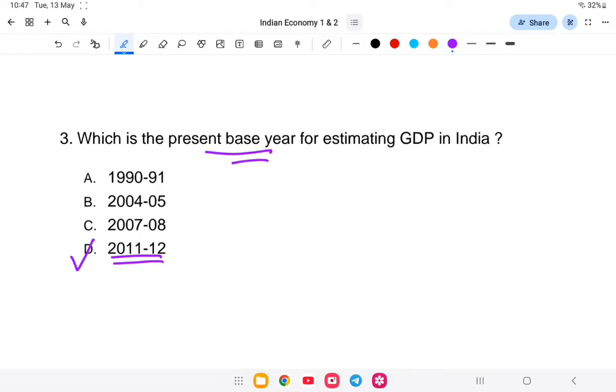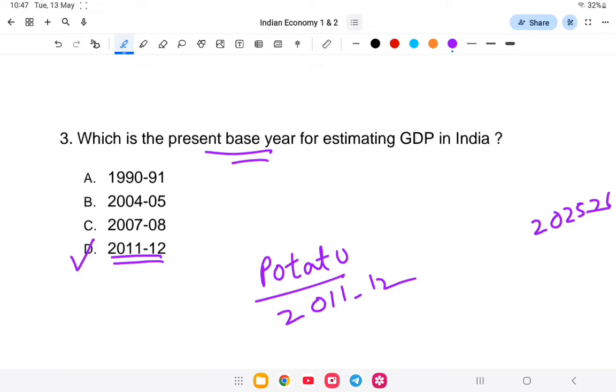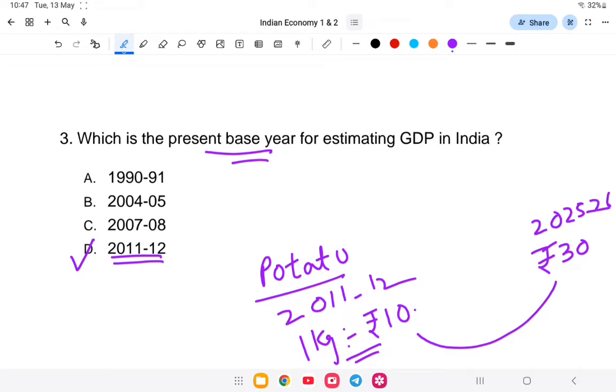For the base year, let us take an example of potato. Suppose in 2011 12 the price of potato was, say, 1 kg for rupees 10, and in 2025 to 26 it is rupees 30. So with a base year, we measure how much inflation there is and how much economic growth has happened. So one base year is fixed, that is 2011 to 12. This is the answer. Let us study in detail.